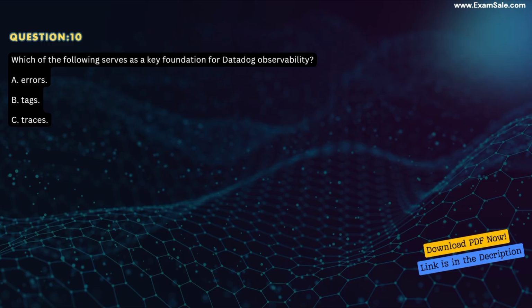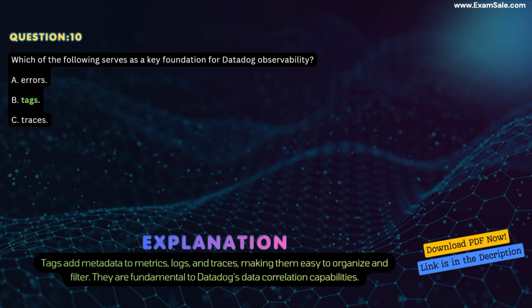Question 10. Which of the following serves as a key foundation for Datadog observability? A. Errors. B. Tags. C. Traces. Correct answer: B. Tags. Explanation: Tags add metadata to metrics, logs, and traces, making them easy to organize and filter. They are fundamental to Datadog's data correlation capabilities.